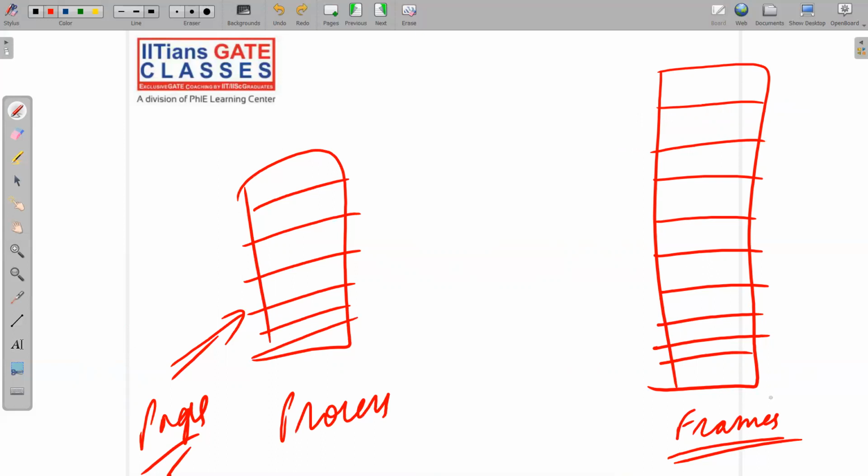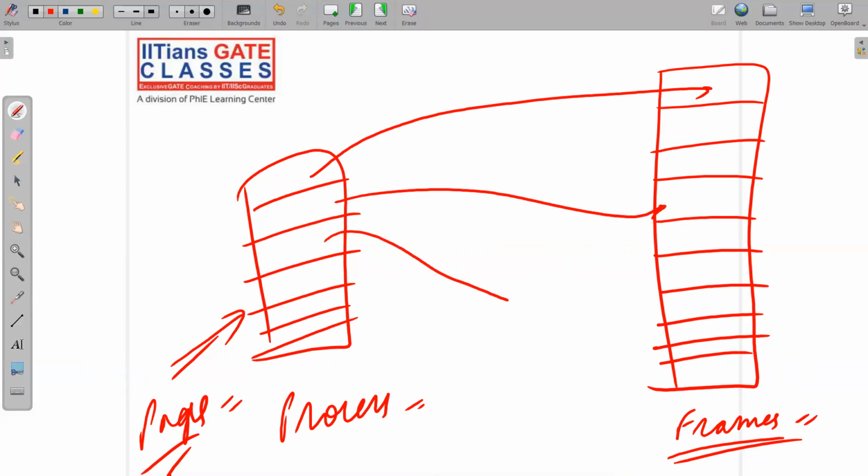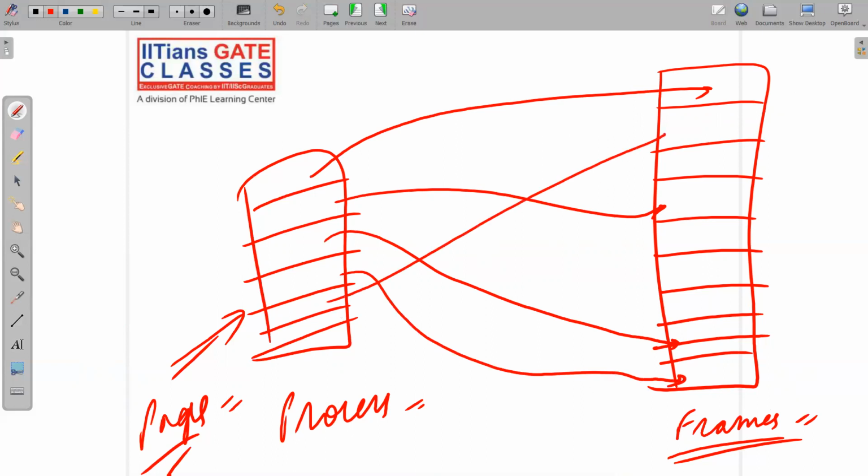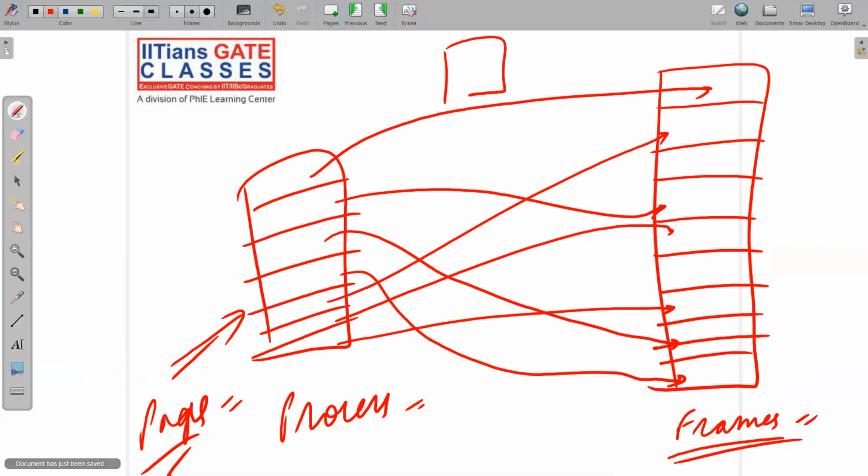So main memory is divided into fixed and equal size parts called frames. The process is also divided into fixed and equal size parts called pages, and depending upon the space or availability, this page goes here, this page goes here, and so on. Now we do not remember which page has gone into which frame. So for that we have the page map table. The page map table will keep a record of which page is stored in which frame.